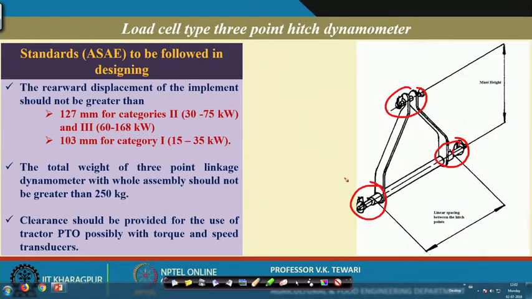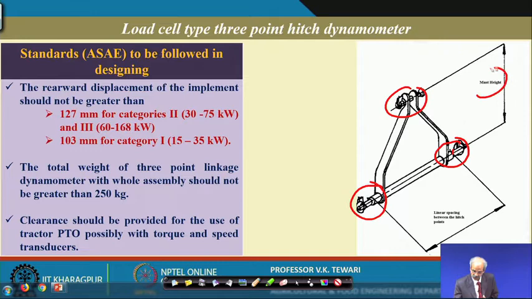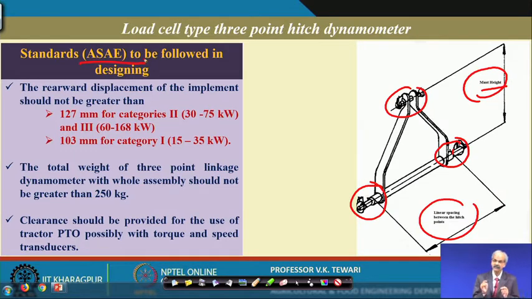You can see here that this is the mast height of the implement when we are talking with respect to the 3-point linkage, and this is the linear spacing between the hitch points. Now, how much these need to be maintained is given with respect to ASABE. It is very essential that we follow the standards, the international standards given by ASAE or ASABE, while we are designing this and measuring the values.